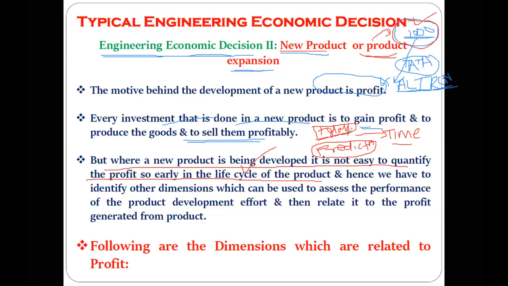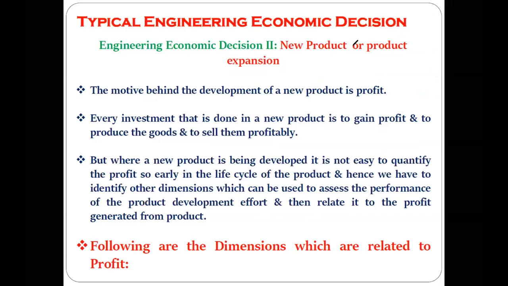So as I said, in the early life cycle of the product, it is not possible to exactly measure what will be the profit that will be generated from that product in the market. But companies can do the prediction, and in order to do the prediction of the profit that will be generated in the future, different dimensions have to be considered related with that product. What different dimensions have to be considered related with that product? Okay.